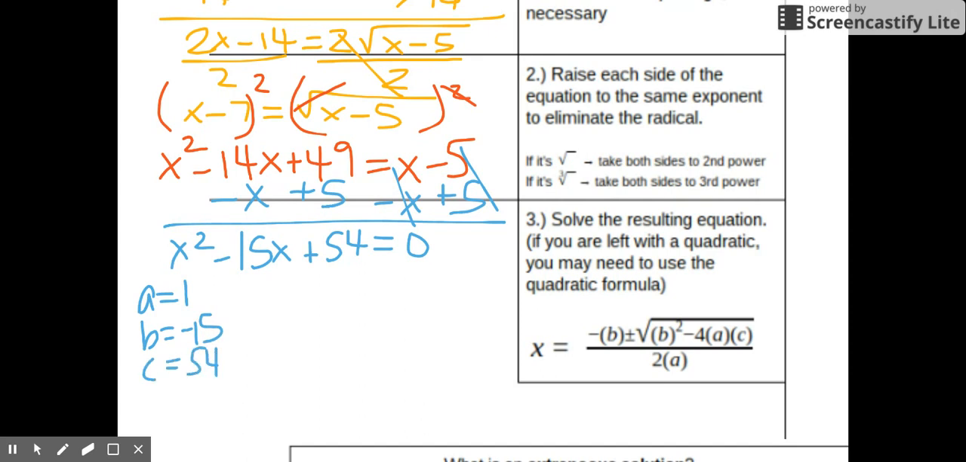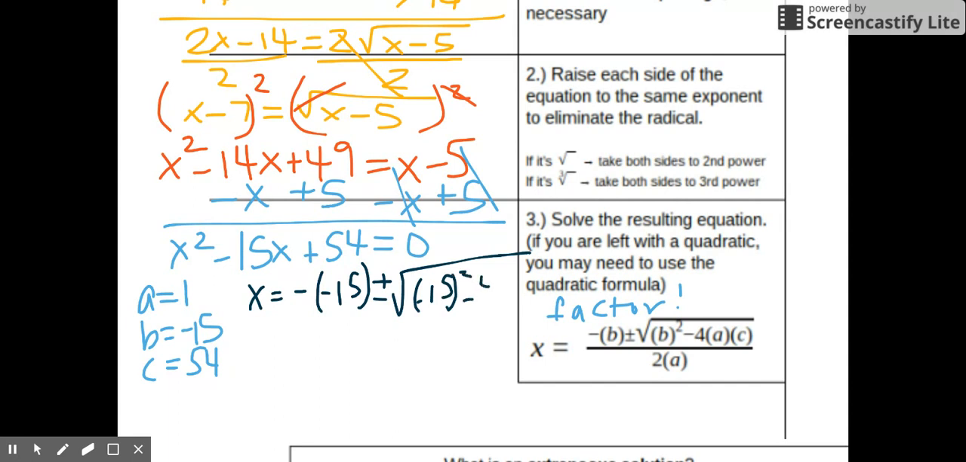Now here's the deal. I said you have to use the quadratic formula, or you can factor. It is your choice. If you would rather factor, that is perfectly okay with me. This one I am going to plug into the quadratic formula so you can see it though. So I have x equals the opposite of b, so the opposite of negative 15, plus or minus the square root of negative 15 squared minus 4 times a times c, which is 54. That is all over 2 times a, which is 1.